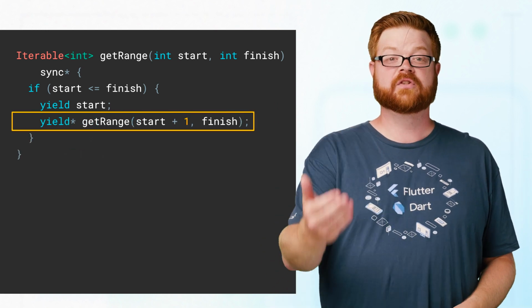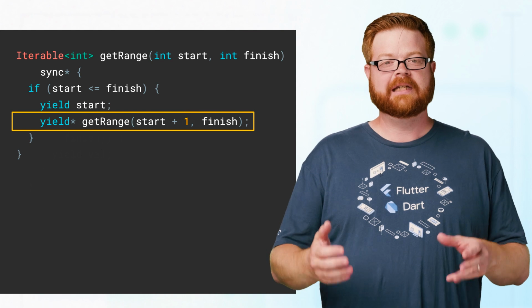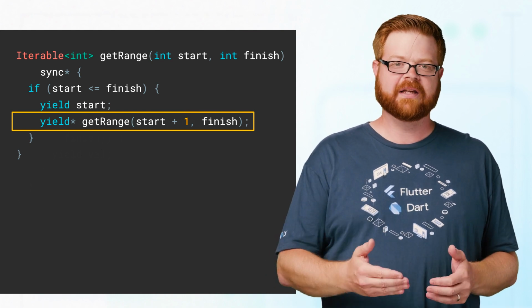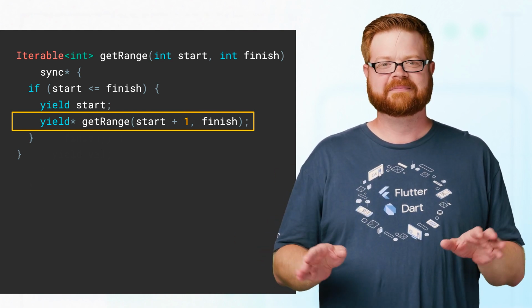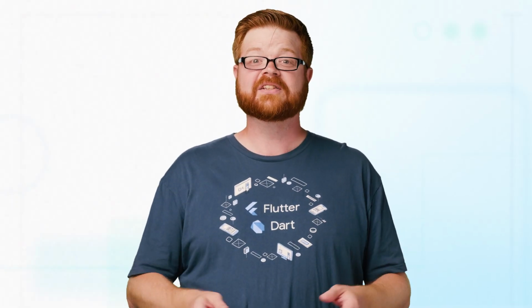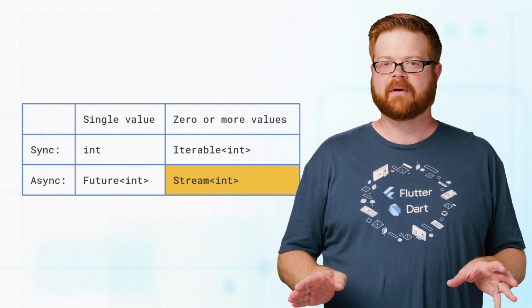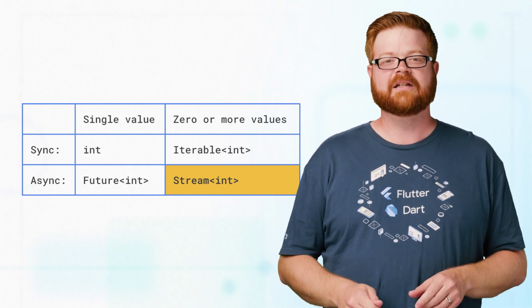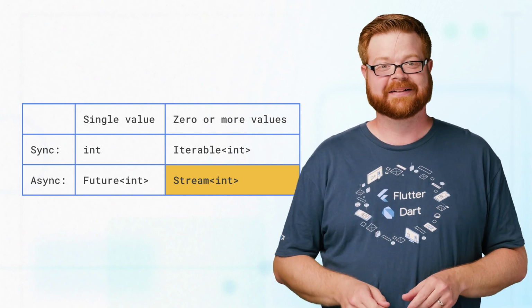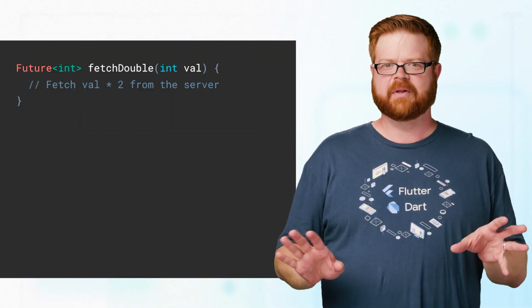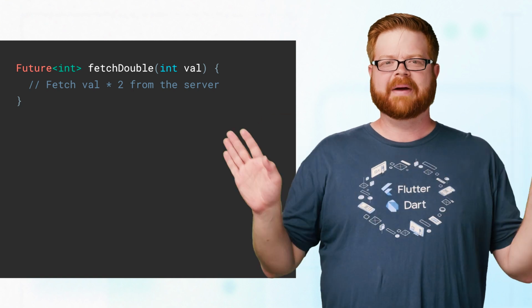Fortunately, there's yield star, which you can use to yield a whole iterable, one value at a time, no loop required. All right, so that's yield, yield star, and synchronous generators. Next up are async generators, which work almost the same, only they return streams, and they can yield values when they decide they're ready.